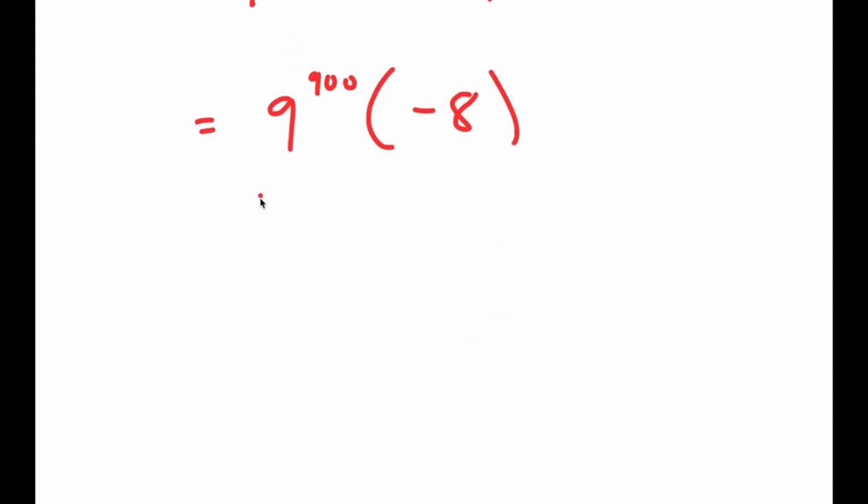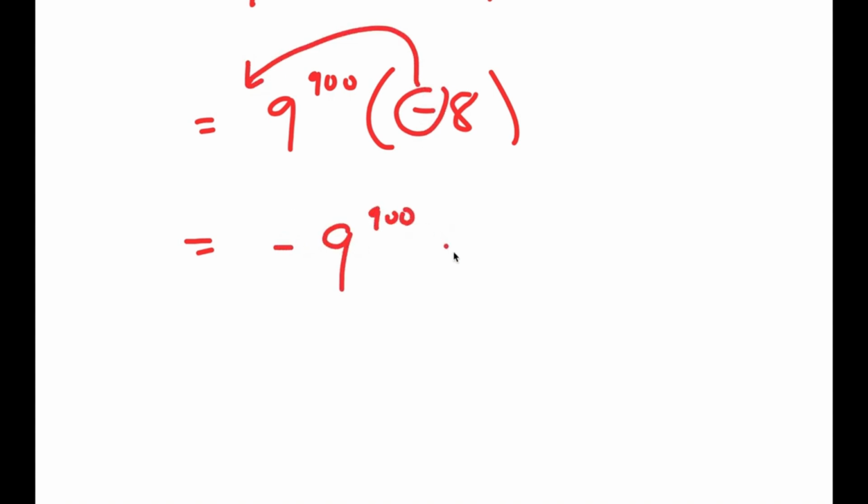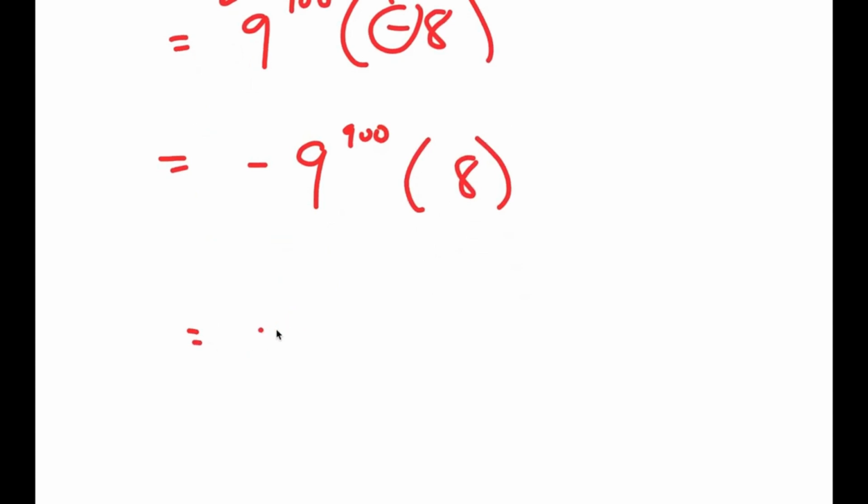Now from here, I said I was going to simplify this as much as possible. And we can't really get the exact value because 9 to the power of 900 is such a big number that we can't actually get the exact value for that. However, what we can get is the simplified value, and we're going to simplify it as much as possible. So I'm actually going to move this negative sign to the front. So I get negative 9 to the power of 900 times 8. And this gets me negative 3 squared to the power of 900 times 2 to the power of 3.